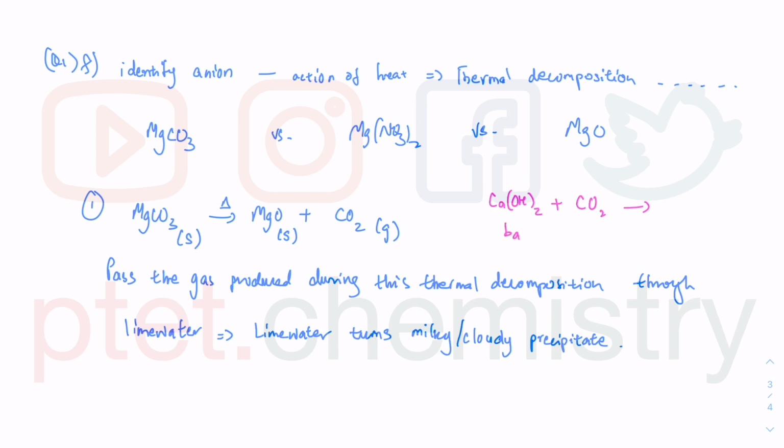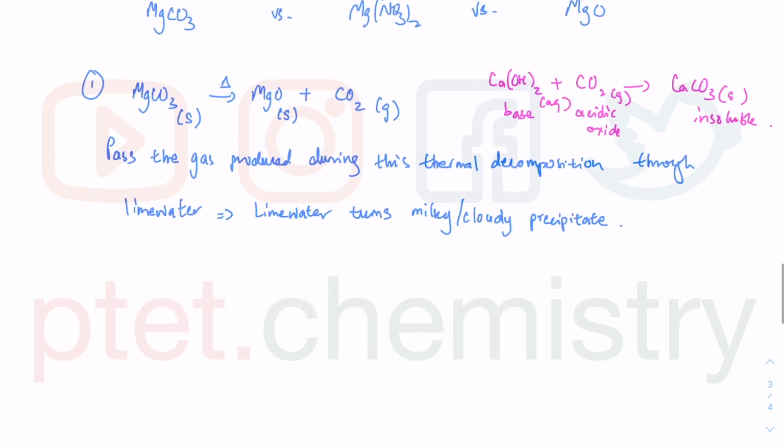So this is your base, which is your lime water, a saturated solution of calcium hydroxide. There is your acidic oxide. What you're going to get is calcium carbonate, which is insoluble. All the group 2 carbonates are insoluble, and therefore they crash out as a milky or cloudy or white precipitate.